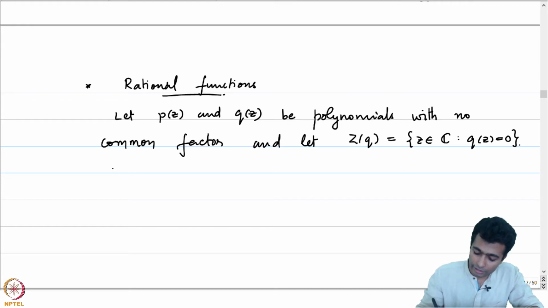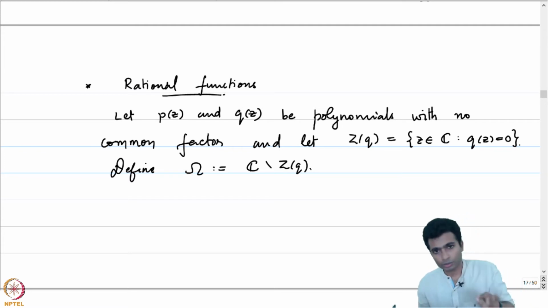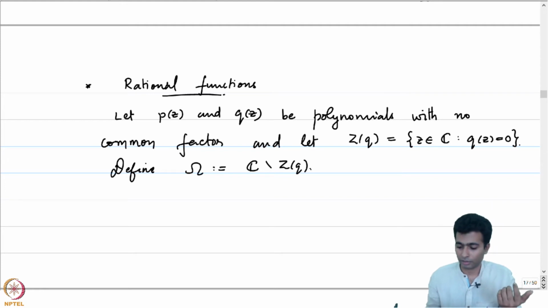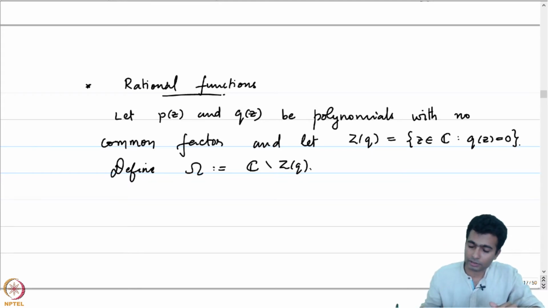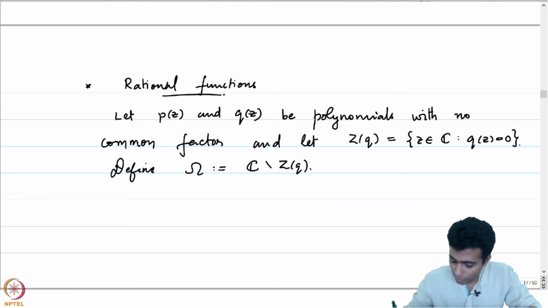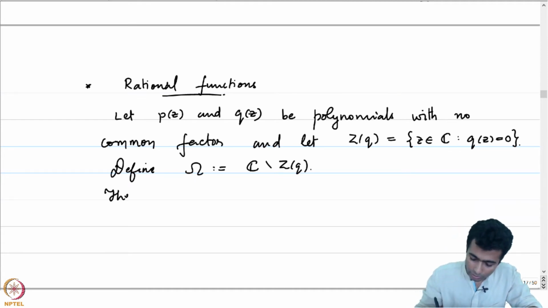If we define omega to be the complement of Z of q, notice that Z of q is a closed set. Why? Because q is a continuous map and q inverse of a closed set will be a closed set, and therefore Z of q is just q inverse of 0 and hence a closed set. And therefore C minus Z of q is an open set in the complex plane. That means omega is an open subset of C.